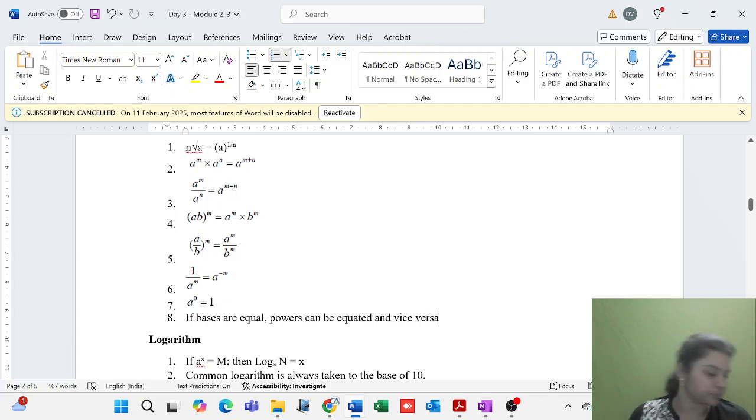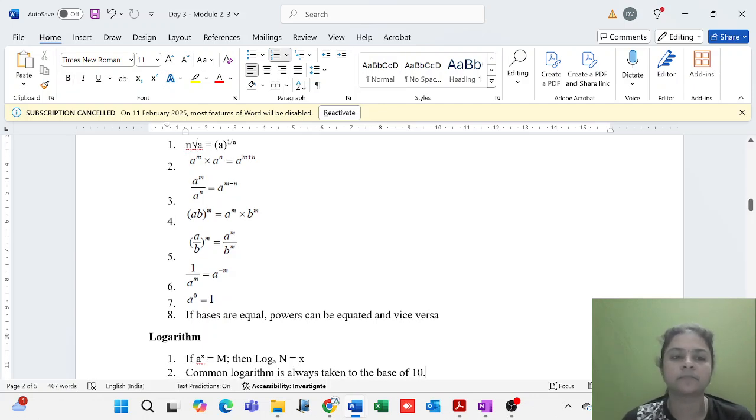Any doubts? You can quickly go through and take them down, and then we will go to the basic rules of logarithms. Shall I move to logarithms?